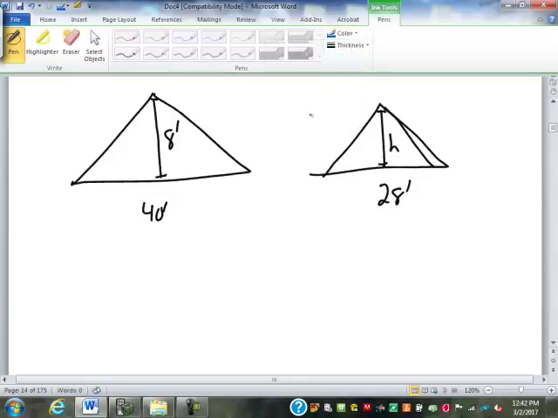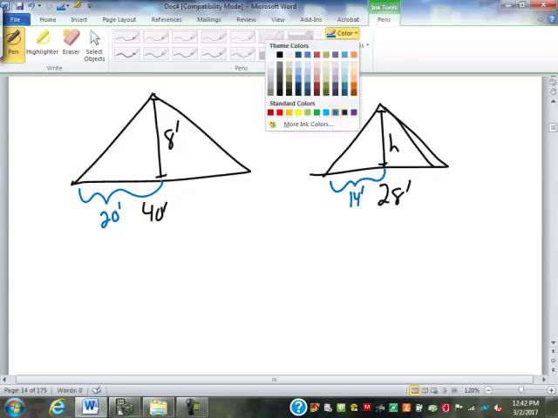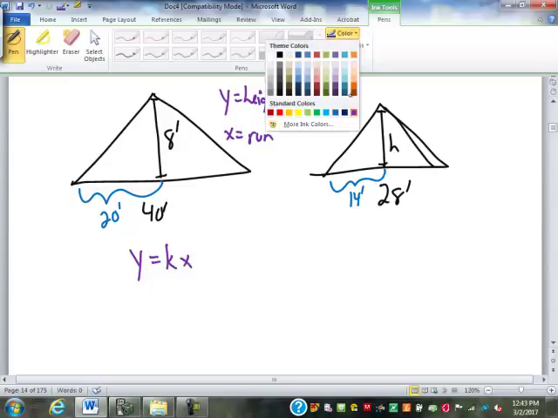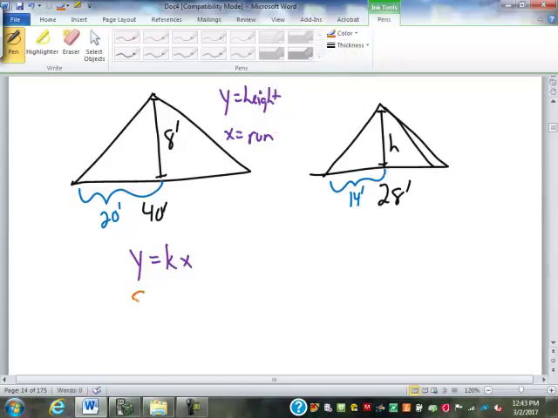We're just going to set a ridge beam and make rafters rather than ordering trusses. So over here, this has a run of 20 feet. This has a run of 14 feet. If we let y equal the height and x equal the run, we know that y is equal to k times x. And we know y here is 8 when x is 20.